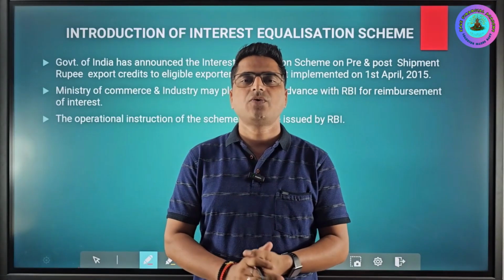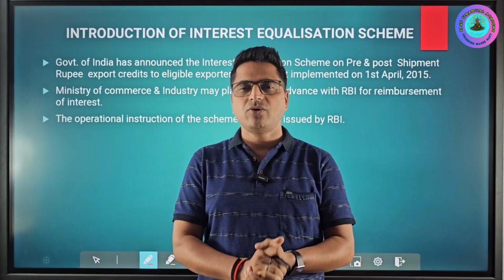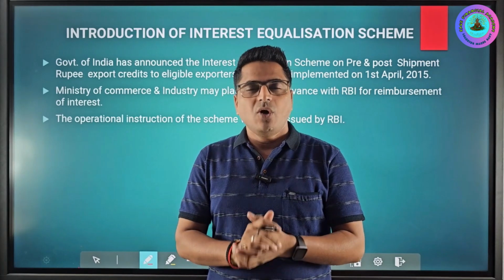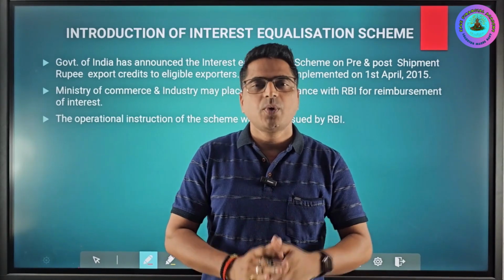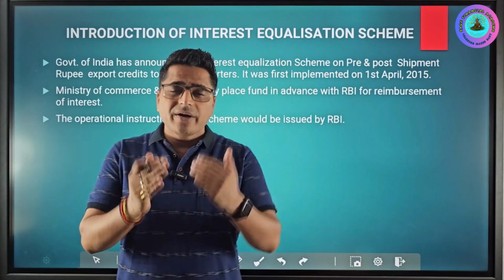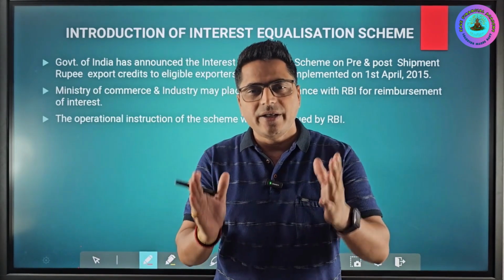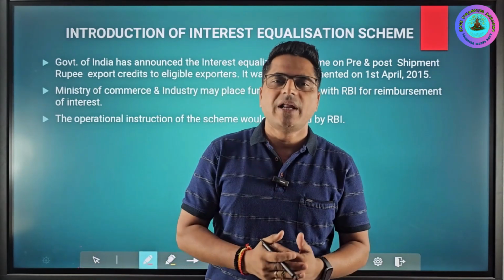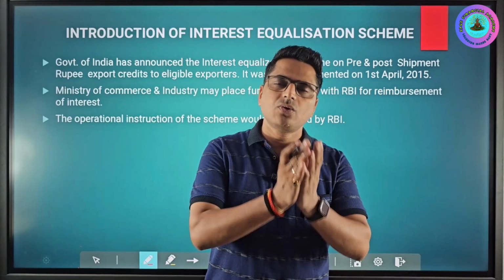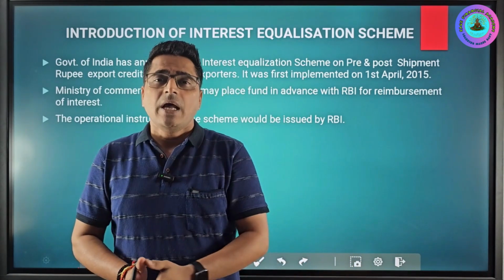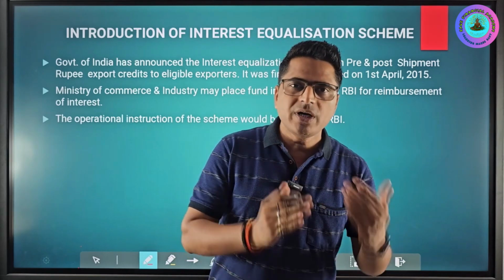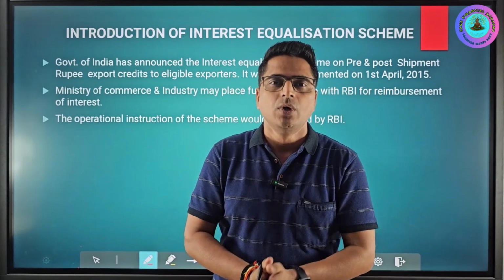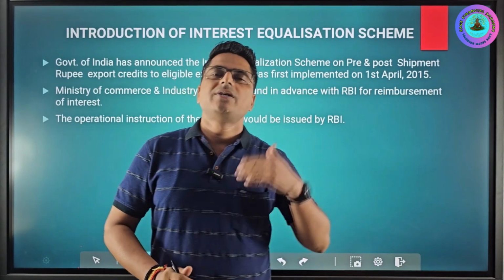So friends, the Interest Equalization Scheme was introduced by the Government of India with great purpose, with great future, because the Government of India wants to promote exporters who are taking export finance in Indian rupees. It means if you are an exporter taking a loan against your export order in Indian rupees, and you are paying more interest to banks, then the government is there to support you, to make you competitive in the international market.